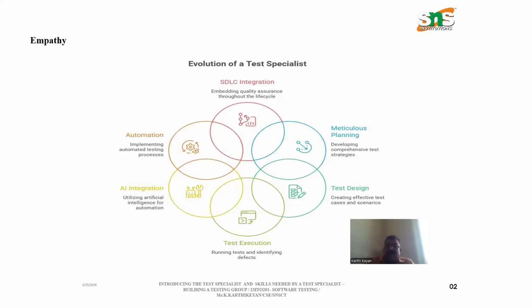Second, meticulous planning, based on developing a comprehensive testing strategy. You have to find out your strategy: what is the first stage, what is the second stage, what is the third stage, what is the fourth stage, what is the fifth stage. This is the meticulous stage of your process.